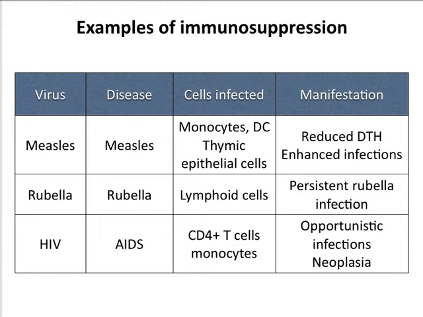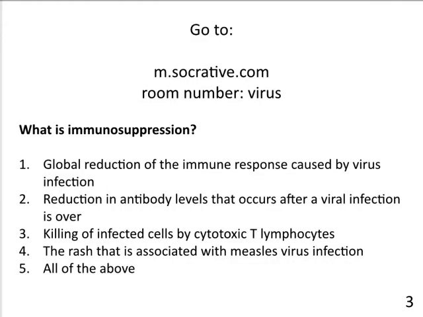Rubella also immunosuppresses by replicating in lymphoid cells. And this leads to an inability to clear rubella infection. And we'll talk about HIV, which is, of course, the most severe immunosuppressor. It replicates in CD4 positive T cells, but also has many, many other global negative effects on the immune response. And that is actually the cause of death in the end, these opportunistic infections and cancers that occur as a consequence of being immunosuppressed. All right, the next question is, what is immunosuppression?